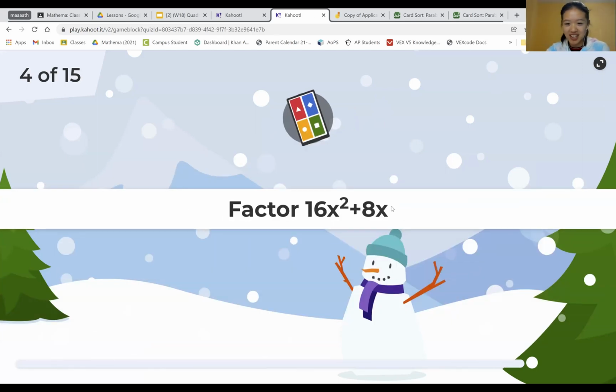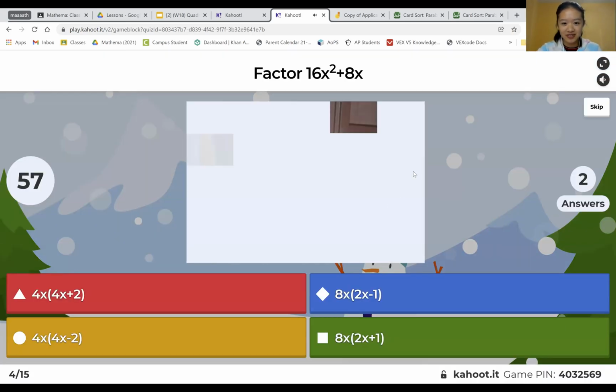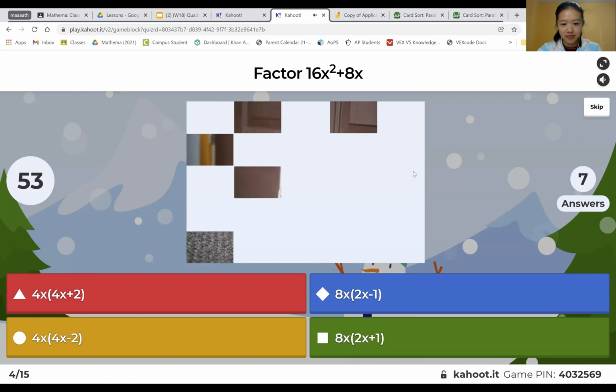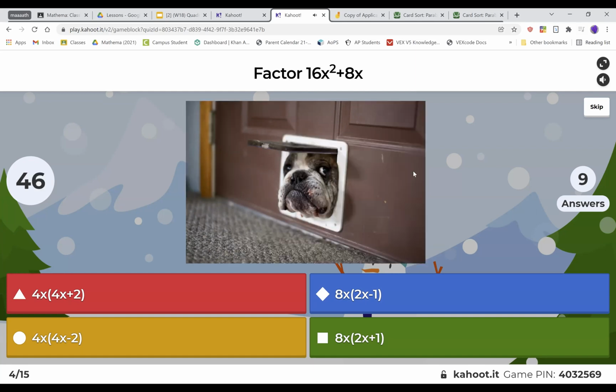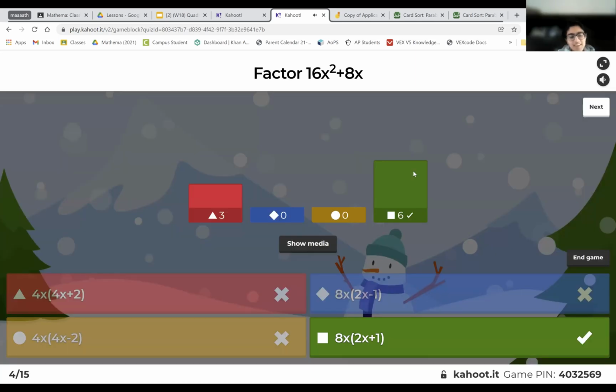Factor 16x squared plus 8. I was this close to misclicking on the wrong one. It's a door. It's a dog in a door. That's a very special door.